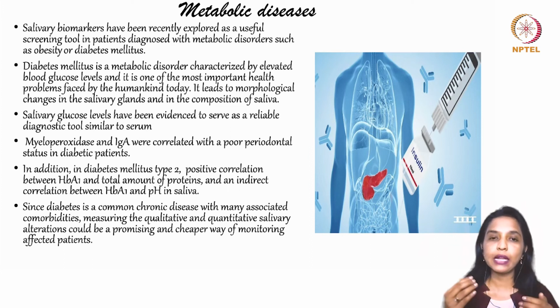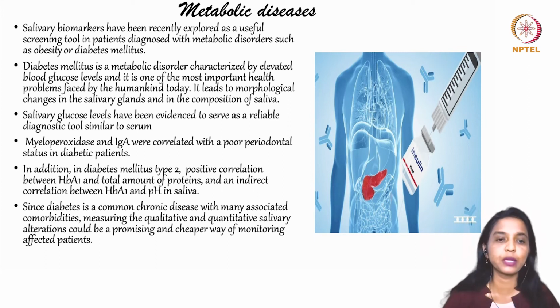There have been a number of studies in the literature which suggest that salivary glucose levels can be used as a reliable measuring device to monitor diabetes mellitus. In addition, we also have other suggestive markers indicative of diabetes mellitus. The other things which can help in monitoring the disease are myeloperoxidase and IgA. It also helps to detect HbA1, which is a more reliable test than salivary glucose. And it also helps in monitoring the pH, as diabetes alters the pH.